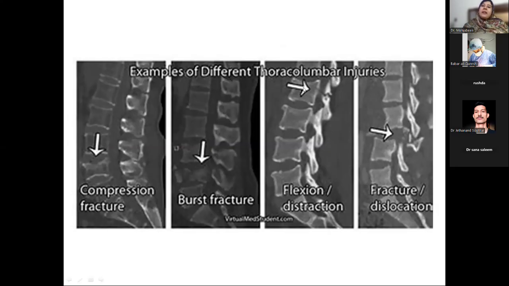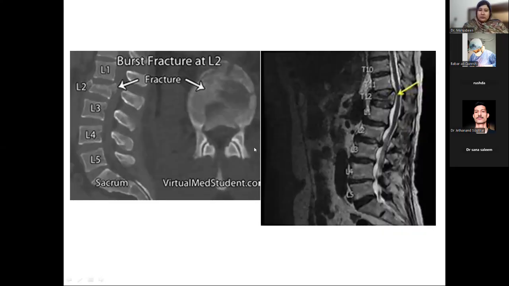The difference is that flexion distraction injuries and seat belt injuries both have the same name. They are also known as chance fractures. So there are three names for a similar injury: seat belt injury, flexion distraction injury, and chance fracture. They are all the same. The difference between flexion distraction and fracture dislocation is that here the alignment is at least normal, but here the alignment is lost because there is dislocation. There's fracture along with dislocation.